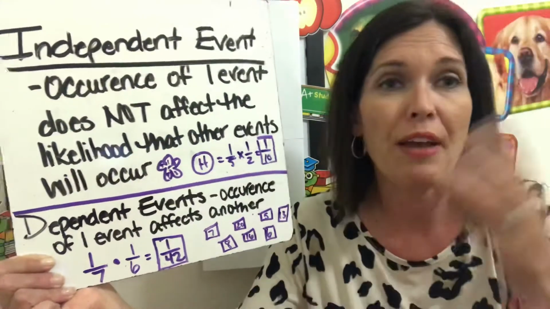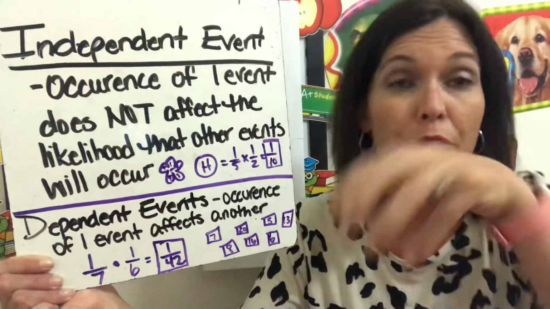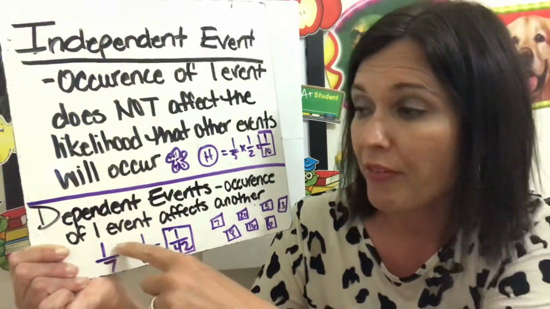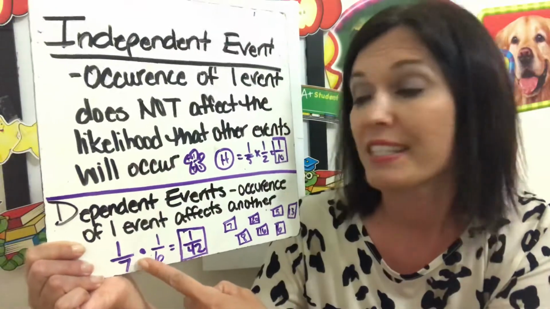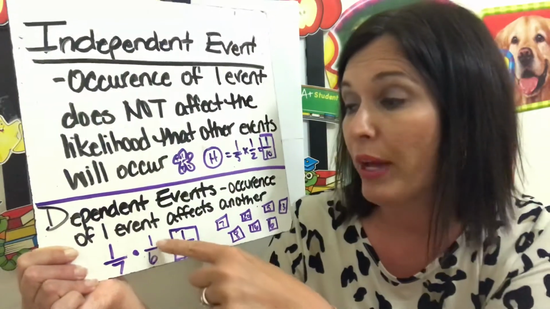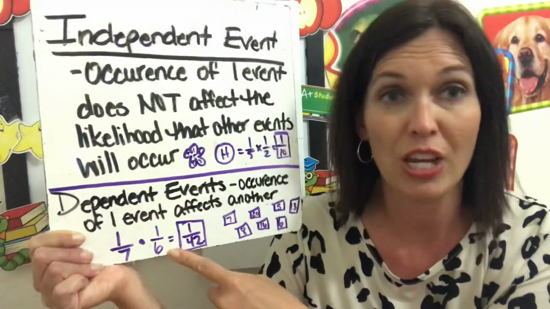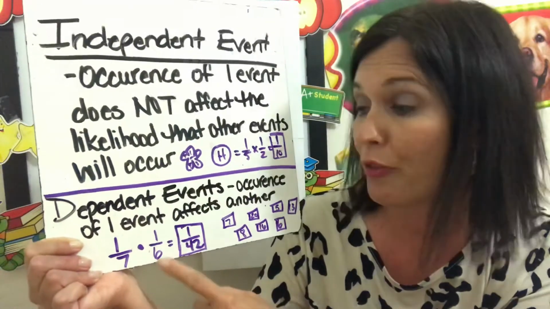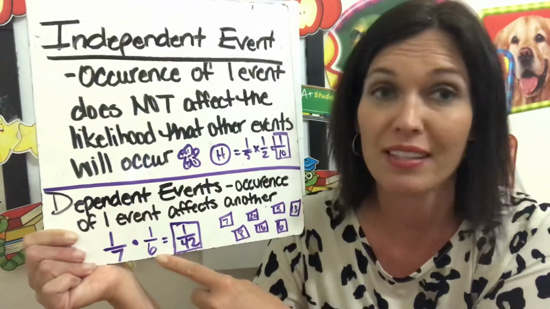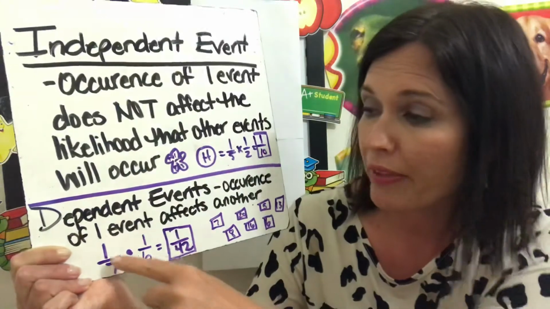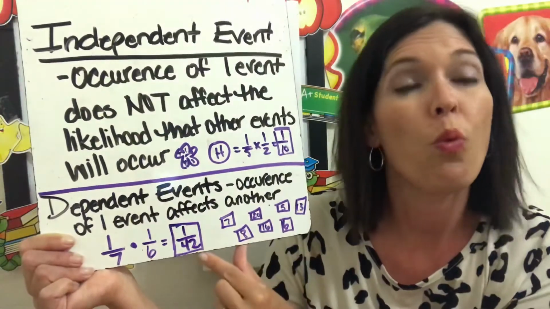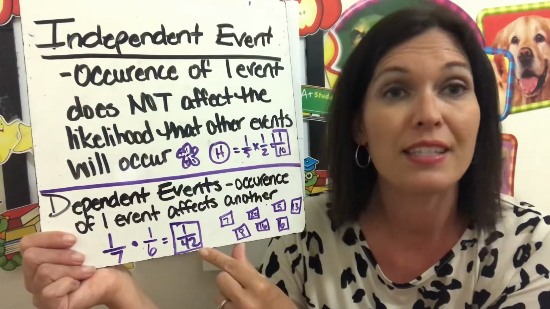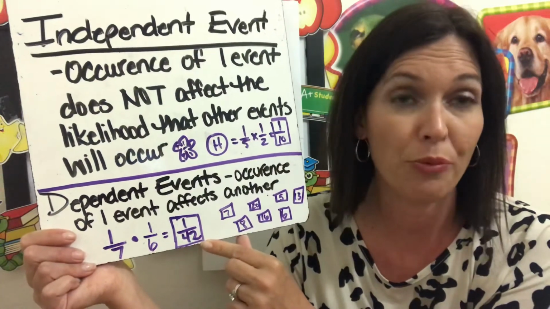If I'm trying to draw a 5 and a 6, the first time I draw, I have a 1 out of 7 chance of getting that 5. The second time I draw, I only have a 1 out of 6 chance to get that 6, because now there are only 6 tiles in the bag. There's not 7 anymore. So when I multiply those, 1 times 1 is 1, and 7 times 6 is 42. So I have a 1 out of 42 chance to get a 5 and a 6 when I draw.